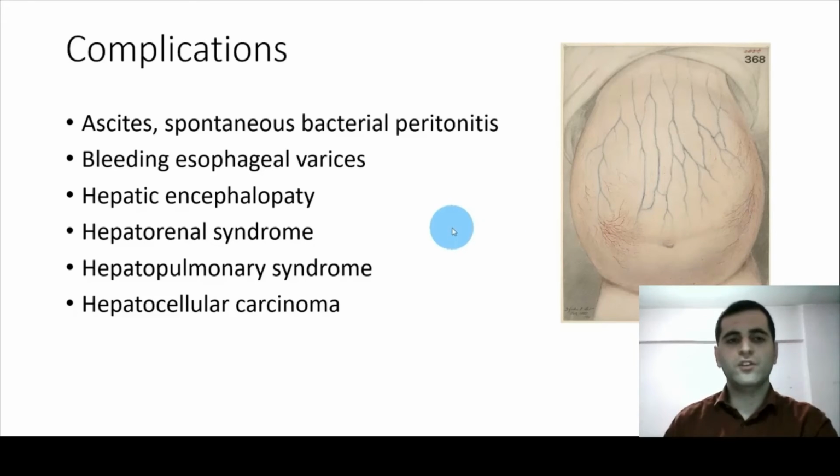If the fluid gets infected, then it's called spontaneous bacterial peritonitis, and the main cause is Escherichia coli. The treatment of ascites generally includes spironolactone, and if it is not sufficient, then furosemide is added. As for treatment for spontaneous bacterial peritonitis, it is, of course, antibiotics.